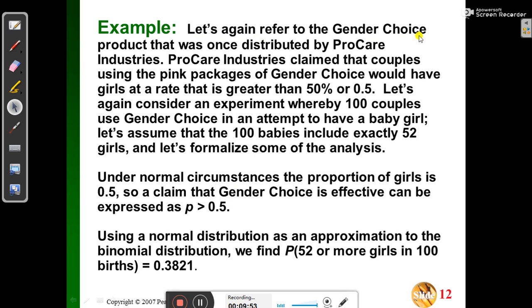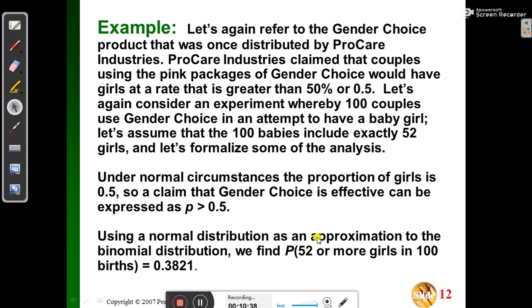Let's again refer to the gender choice product that was once distributed by Procare Industries. Procare Industries claimed that couples using pink packages of gender choice would have girls at a rate that is greater than 50% or 0.5. Let's again consider an experiment where 100 couples use gender choice in an attempt to have a baby girl. Let's assume that the 100 babies include exactly 52 girls, and let's formalize some of the analysis. Under normal circumstances, the proportion of girls is 0.5. So a claim that gender choice is effective can be expressed as p greater than 0.5. Only if p is greater than 0.5 can we say that our claim can be right, meaning that gender choice has some effect.